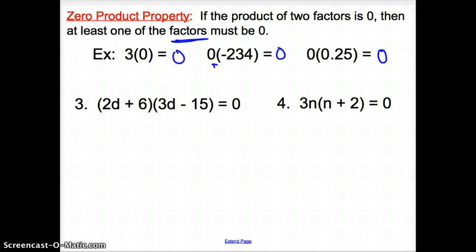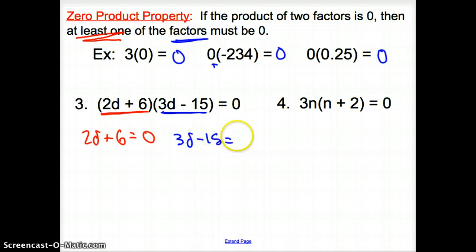So how does this apply to us? Take a look at number 3. We have two things being multiplied together. This times this equals 0. So now, since the zero product property states the product of two factors is 0, then at least one of those factors has to be 0. So what I'm going to do, this is one factor of my product. So I'm going to take 2d plus 6 and set it equal to 0 because I'm stating that 2d plus 6 might equal 0. What else could equal 0 from this problem? It could also be 3d minus 15 could equal 0.